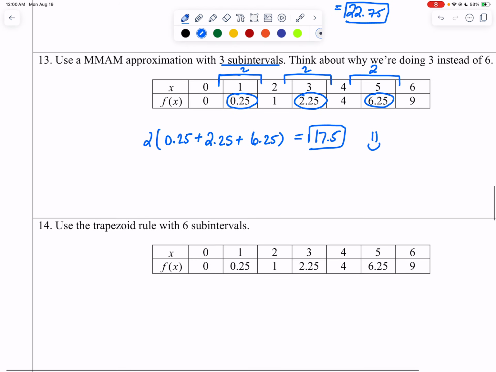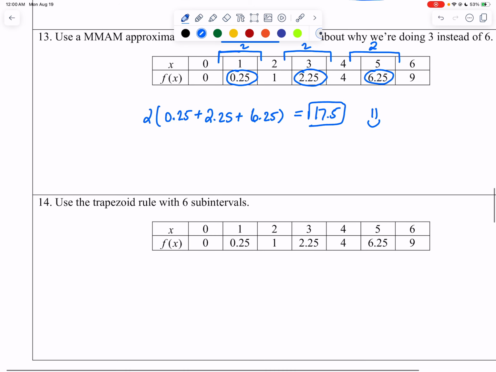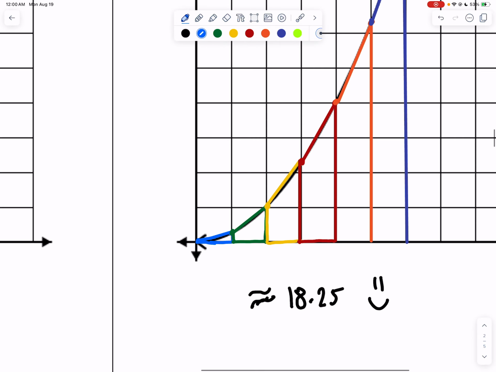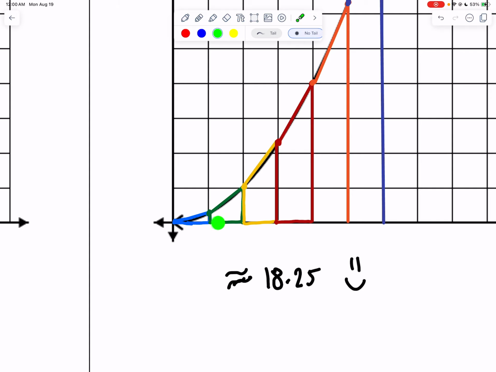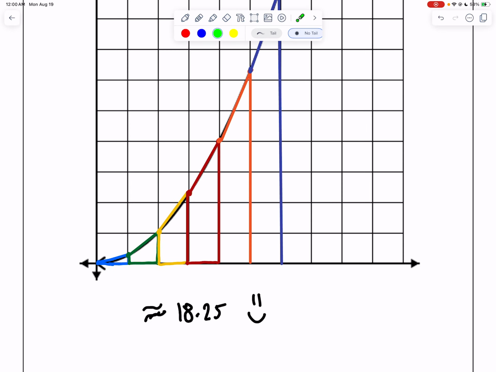All right, number 14 says use the trapezoid rule with 6 subintervals. So once again, we're going to have my subintervals here. And that right here is going to represent the height of my trapezoid. So my height, height, height, height, height, height. Well, to get my bases, notice how my bases are going to be the actual heights, or the y values, of my coordinates here.